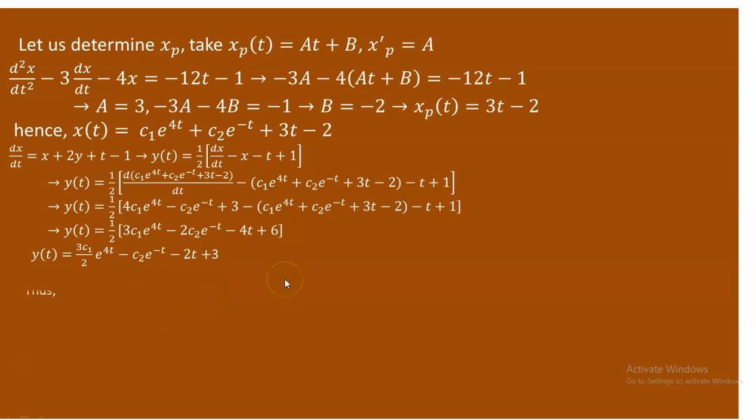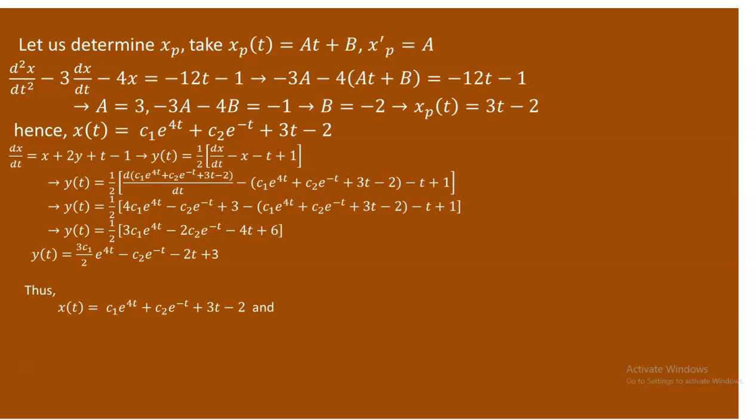And we knew what x of t is, and we have also determined what y of t is. So clearly we were solving the system of equations. Solving the system of equations means finding the unknowns x and y. X and y are our dependent variables which depend on the independent variable t. Now as you see, x of t is determined: c1 e to the power of 4t plus c2 e to the power of minus t, the homogeneous one, plus the particular one, 3t minus 2.